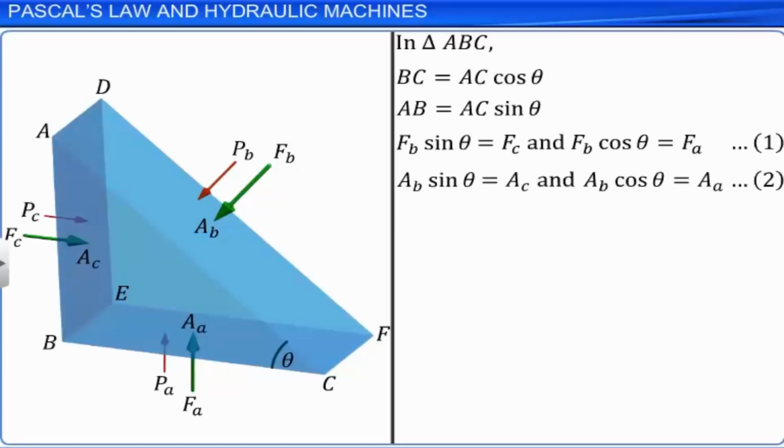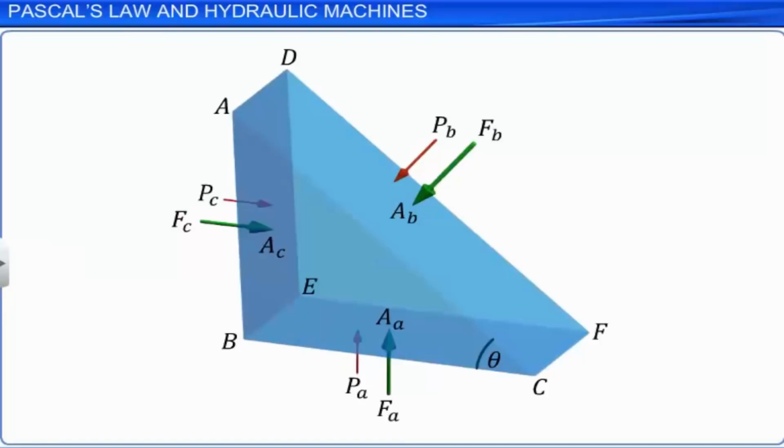Dividing equation 1 by equation 2, we get FB divided by AB is equal to FC divided by AC, which is equal to FA divided by AA. However, the ratio of force to area is equal to pressure. Thus, PA is equal to PB, which is equal to PC. Hence, we can conclude that the force against any area within a fluid at rest and under pressure is normal to the area irrespective of the orientation of the area. The pressure exerted at a point by a fluid at rest is equal in all directions.